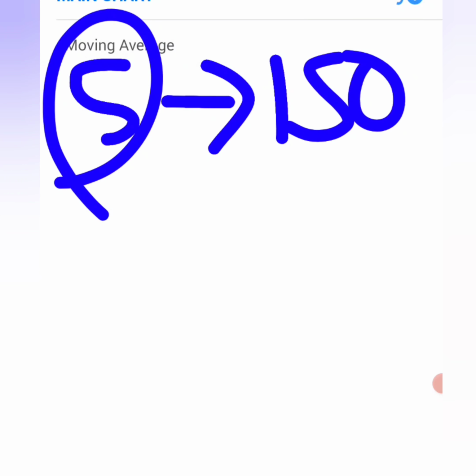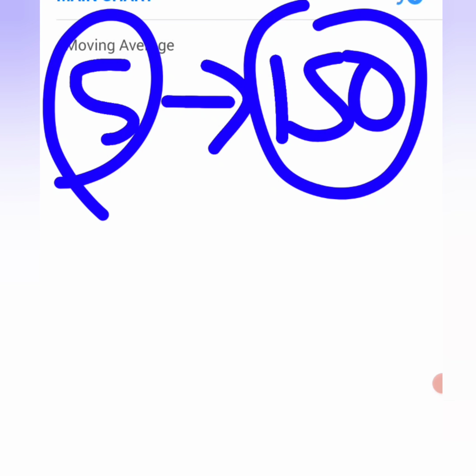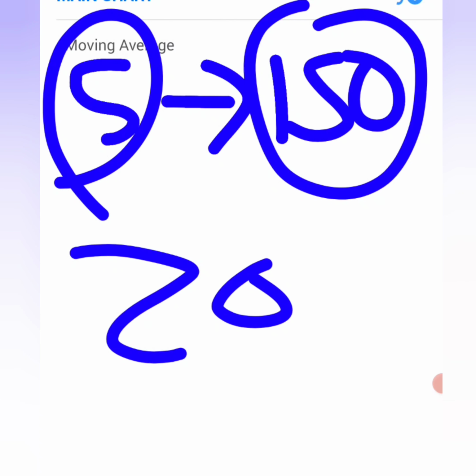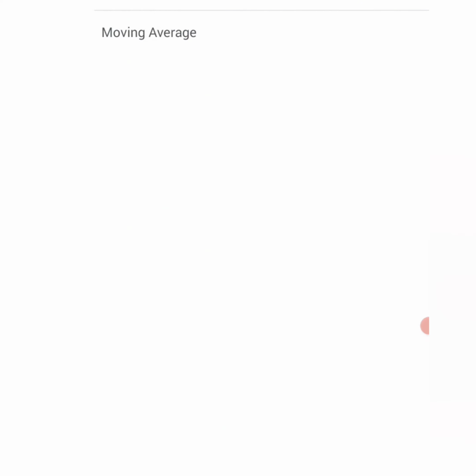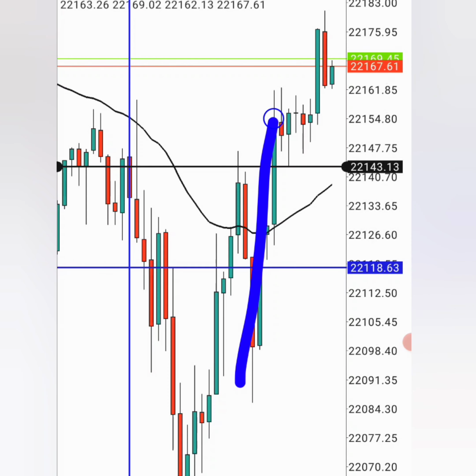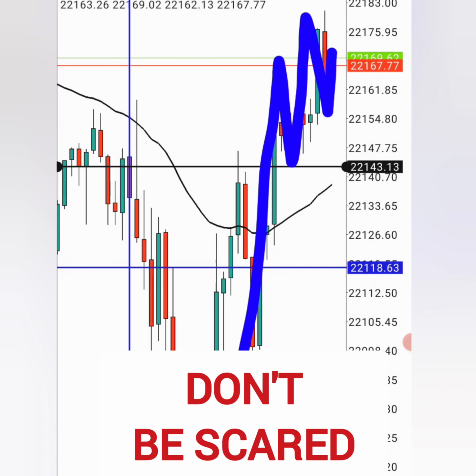And if you're able to grow a $5 account into $150 for the next 20 days, that will make you $3,000, $1,000 from just a $5 account. Now imagine how much you can make trading with a $10 account or trading with a $100 account. Do you now see how you can quit your job in the next 2 months or 3 months? And when you see the market moving up and down like this, don't be scared.